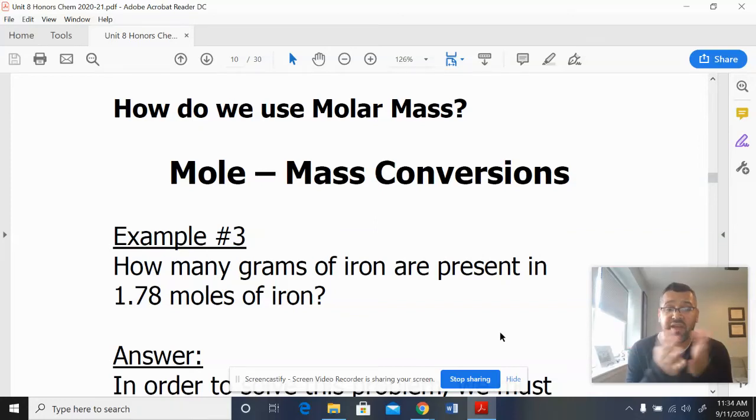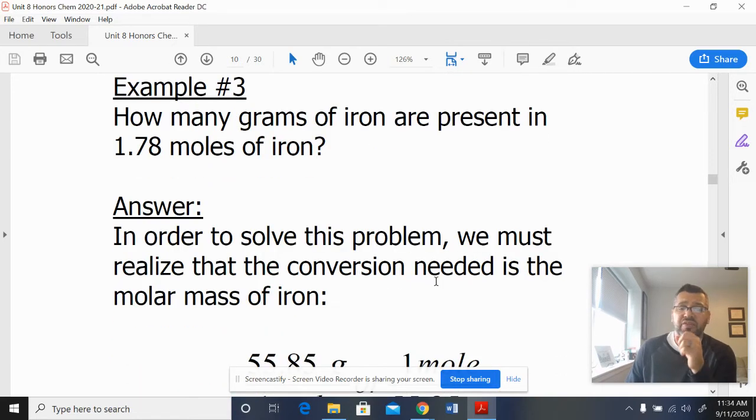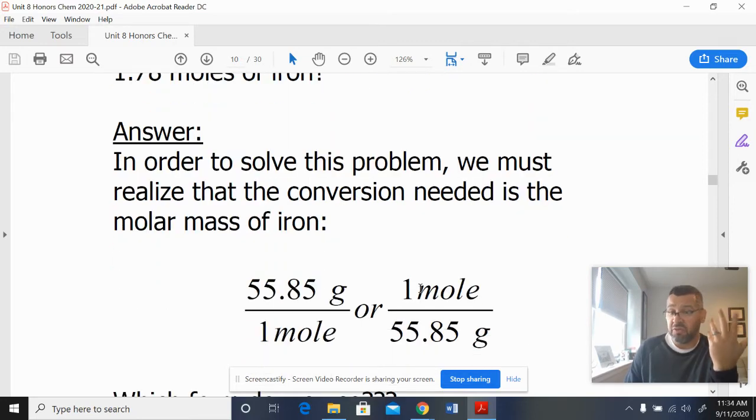So as is always the case, how do we use molar mass? Let's talk about how we convert moles to mass, mass to moles. The question is, how many grams of iron are present in 1.78 moles of iron? Remember, molar mass is the mass per 1 mole. In order to solve this, we need to use the molar mass of iron.